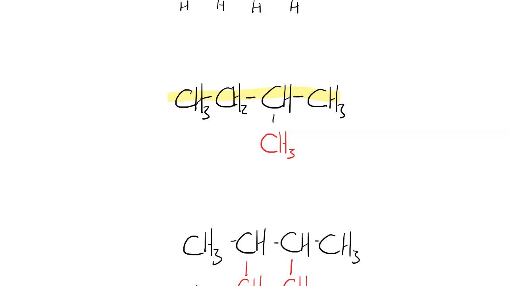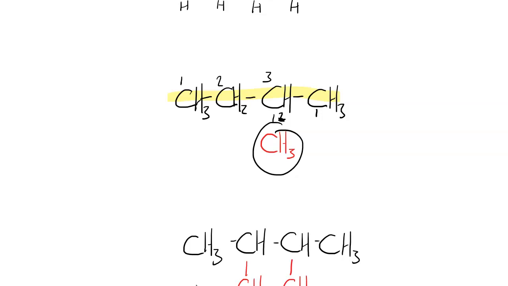So in this case, we could count from this direction and say that the methyl group is coming from the 3rd carbon atom, or we could count from this direction and say that the methyl group is coming from the 2nd carbon. So what we do is we give the lowest possible number when we're talking about which carbon it comes from. So in this case, the lowest possible number that we can give is 2. 3 would be greater than that.